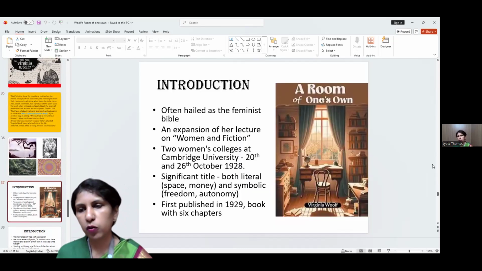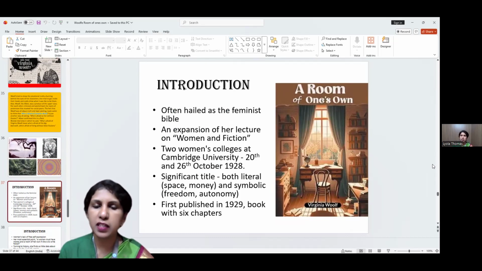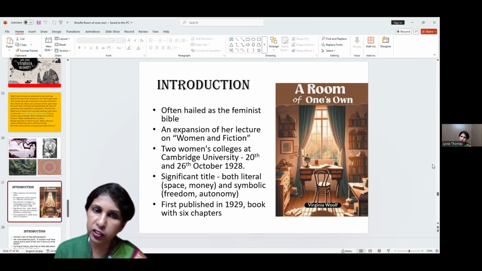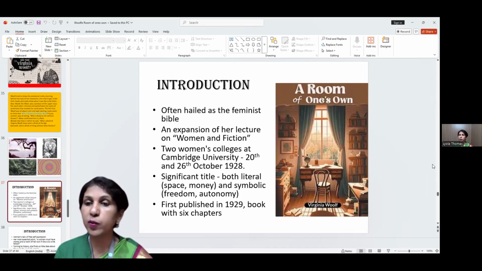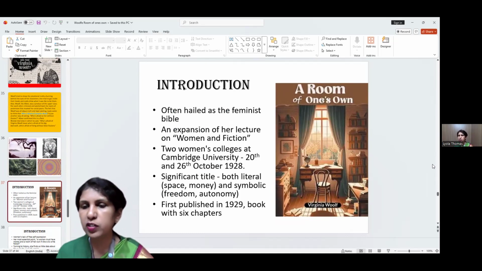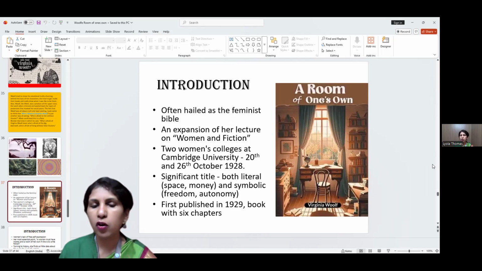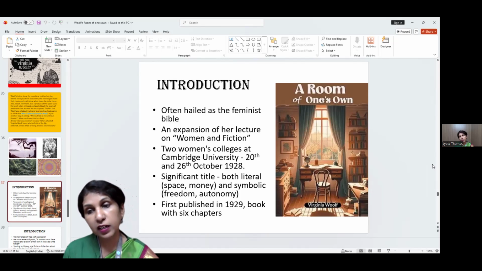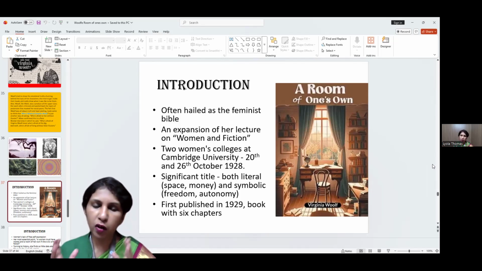So when you're looking at A Room of One's Own, it is often hailed as a feminist Bible, and it is an expansion of her lecture, which she gave on the title Women and Fiction. She gave this lecture in Cambridge University, in two women's colleges related to Cambridge University, on the 20th and 26th of October, 1928.